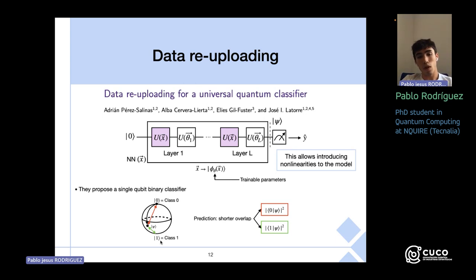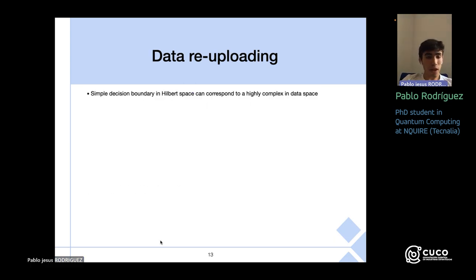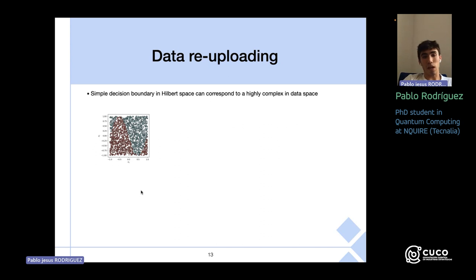So it's quite simple. The idea here is that a very simple decision boundary in Hilbert space, which is just deciding the shorter distance with respect to two basis states, can correspond to a highly complex one in data space. I want to show you this. Imagine that we want to perform binary classification of these kinds of points. We have here two classes, and the decision boundary is just the line which separates the two different kinds of points. So the decision boundary is just an implicit function of the coordinates equated to zero.